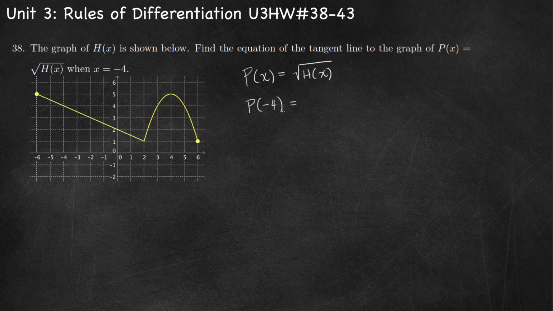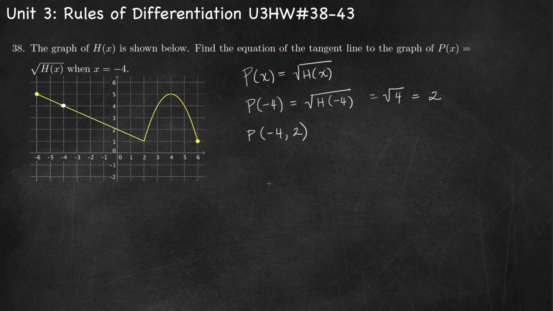For p of negative 4, we simply substitute negative 4 in for the x, so we get square root of h of negative 4. And h of negative 4 we can read from our graph. H of negative 4 is positive 4. It's that point right there. So that's equal to the square root of 4, which is equal to 2. So that tells me my point of tangency is negative 4, 2.